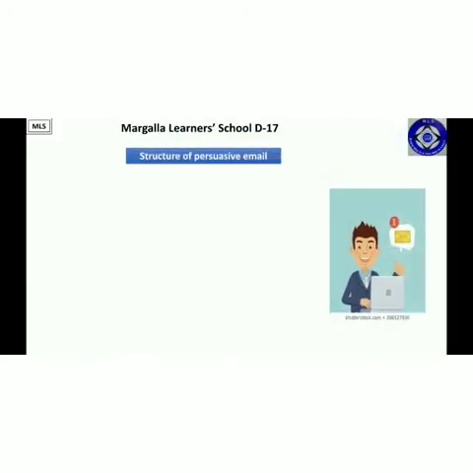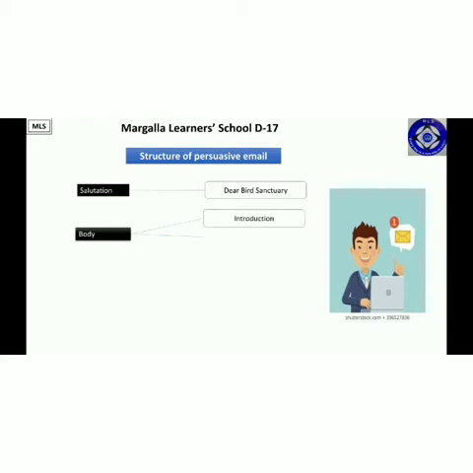Let's move forward. We would analyze the structure of a persuasive email, how to write it or what a persuasive email contains. First of all, it contains a salutation. Salutation means the starting line, the starting phrase which you use for the person or the organization to whom you are writing. So in the book, if we look at this persuasive email, they are writing it to a bird sanctuary, so they are saying dear bird sanctuary. After that, the next part is known as body. In body, there are mainly three more parts. The first one is introduction, second is reasons, and the third is conclusion.